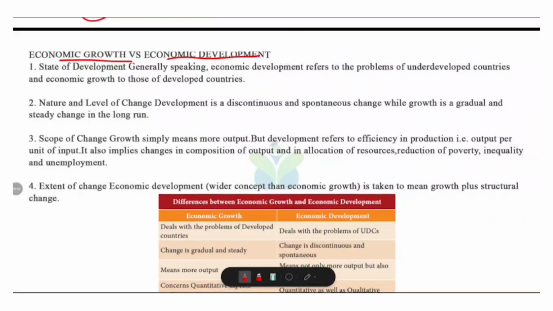Okay. Now let's understand the difference between economic growth and economic development. A very important topic for both conceptual clarity and also for UPSC exams. So we will compare them point by point. First one, state of development. Generally, economic growth is used when we talk about developed countries. So these countries already have high income and mature structure. So their main concern is increasing output further. Okay. And what about economic development? Economic development, on the other hand, refers mainly to the problems and challenges of underdeveloped or developing countries, where structural changes and improvement in living standards are needed. So that's about state of development.